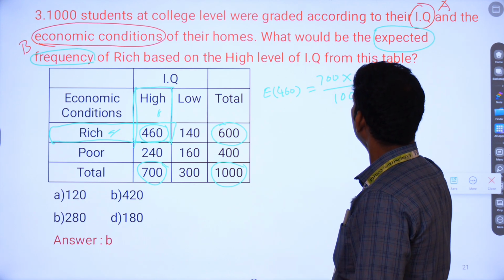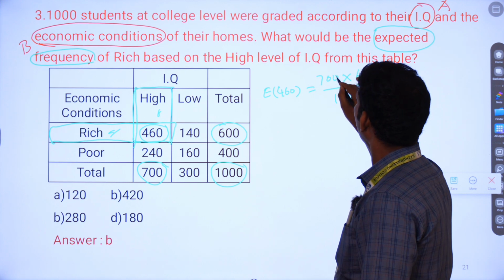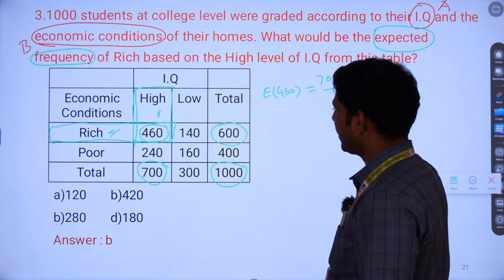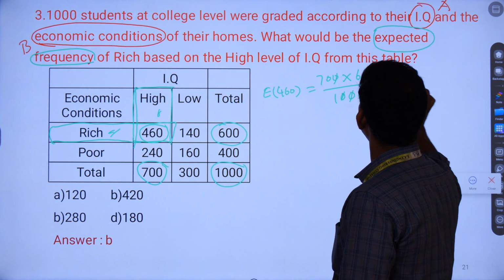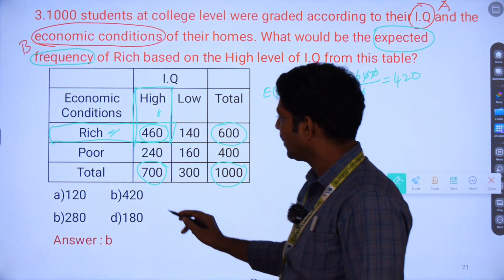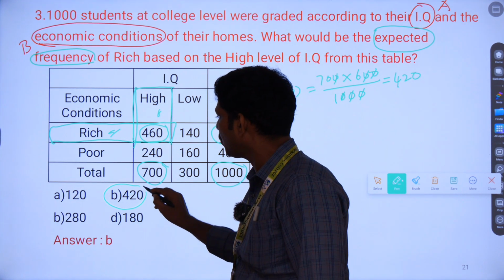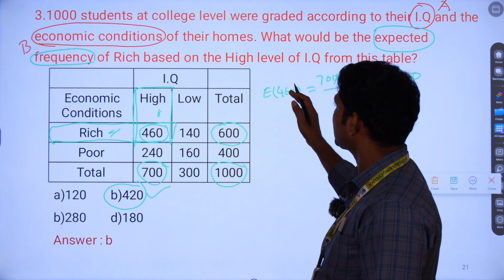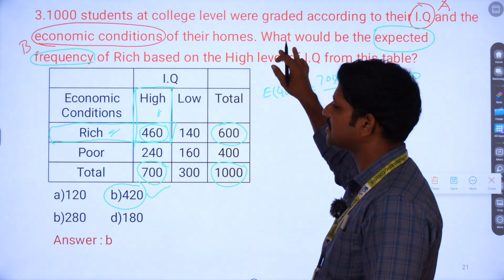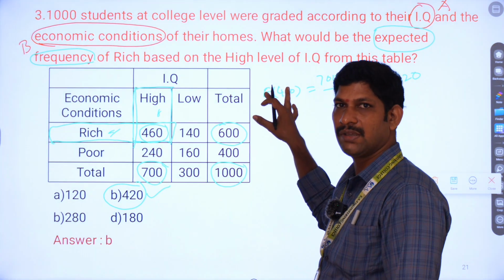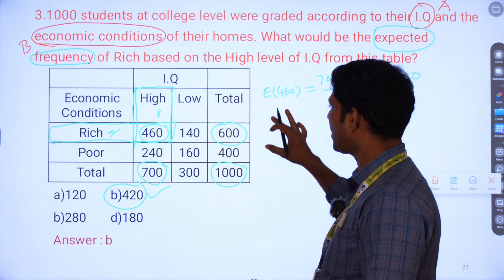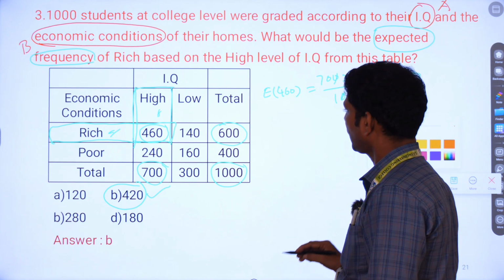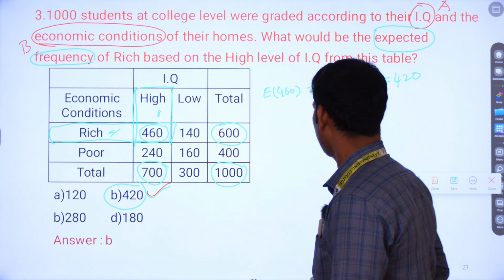Clearly we could cancel 2 zeros and 1 zero also. Now we get 42 with a 0, that is 420. Therefore clearly in this objective, 420 is the answer, that is D. So before solving the problem we need to check what the question is asking, whether they are asking for the chi-square or the expected frequency. So clearly the answer is 420.